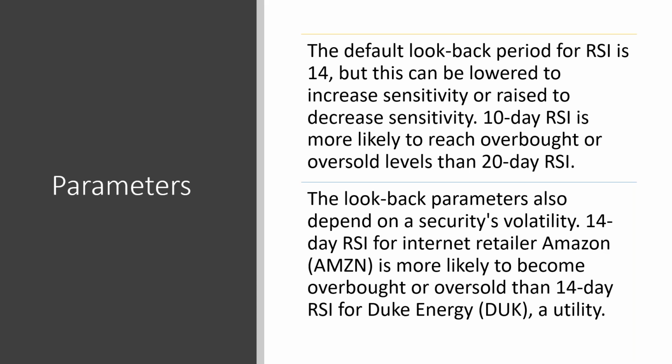So the default look back period for RSI is 14. This is the standard one, but this can be lowered to increase sensitivity or raised to decrease sensitivity. Perhaps a 10-day RSI is more likely to reach overbought or oversold levels than a 20-day period RSI. The look back parameter also depends on the security's volatility. A 14-day RSI for internet retailer Amazon is more likely to become overbought or oversold than a 14-day for, like, Duke Energy, because it doesn't move that much.